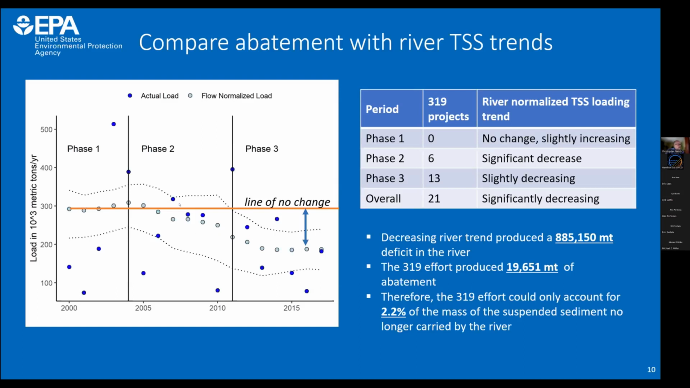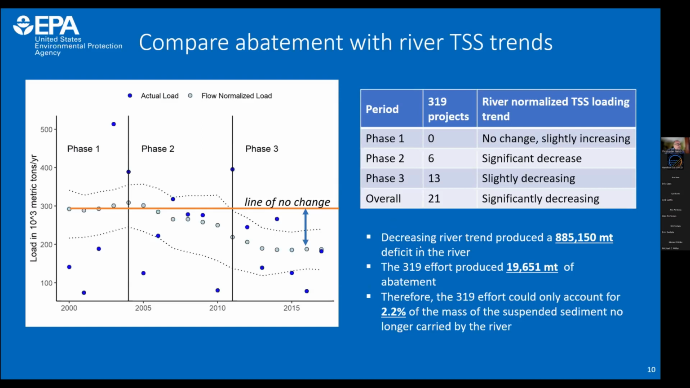If we estimate a line of no change over this period, that's the orange here, and we take the difference between the orange and the end of the period, we essentially can account for about 2.2% of the mass of the suspended sediment that is no longer carried by the river. We could tag that to the 319 effort based on the estimates in the grids.